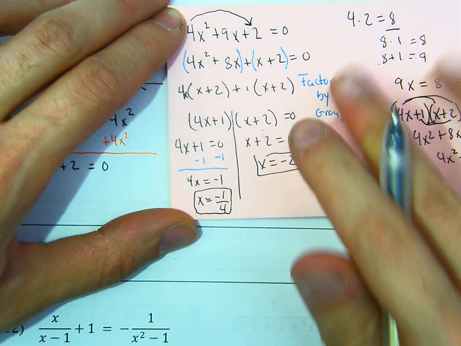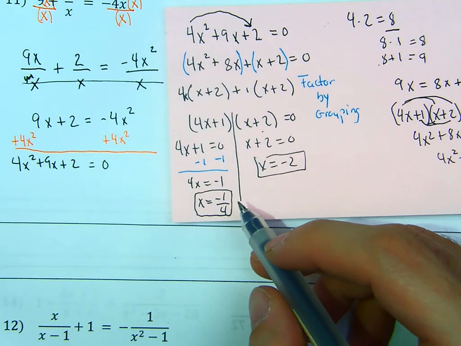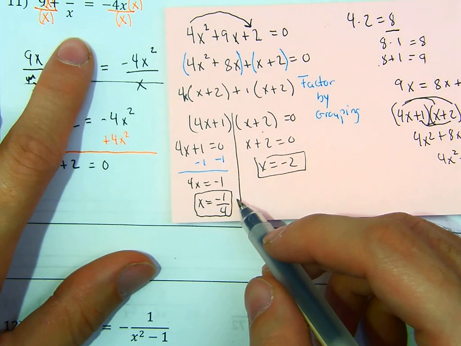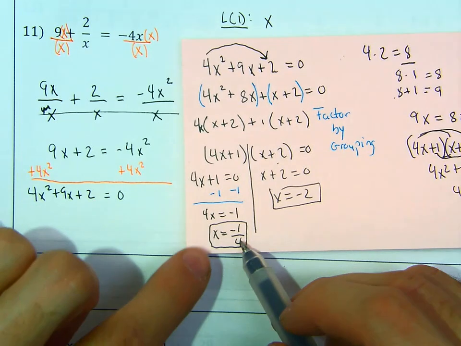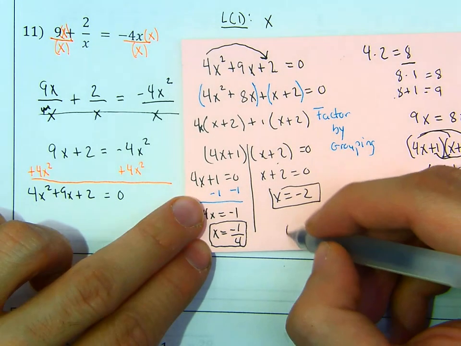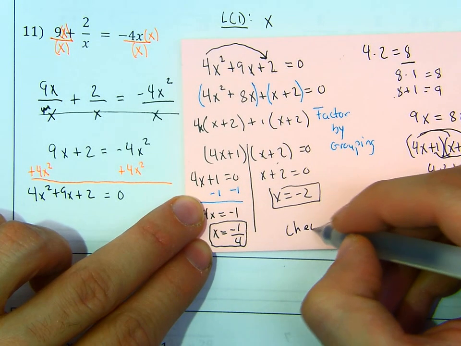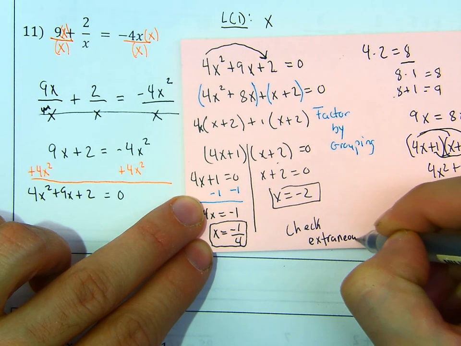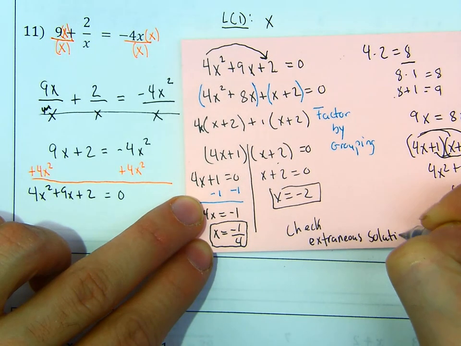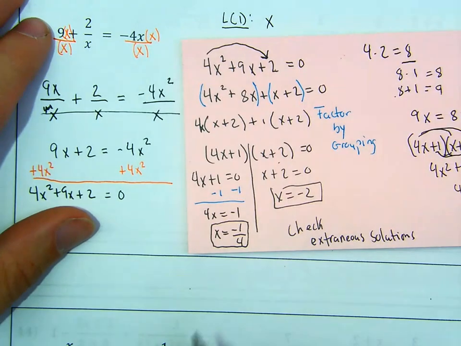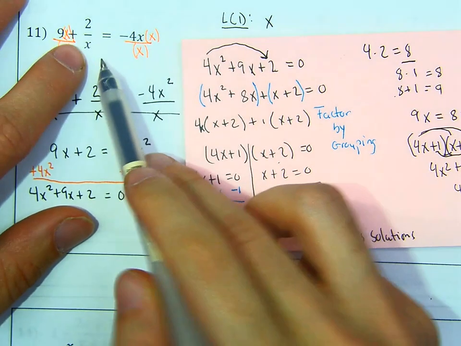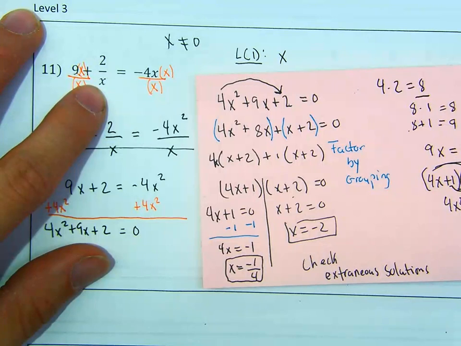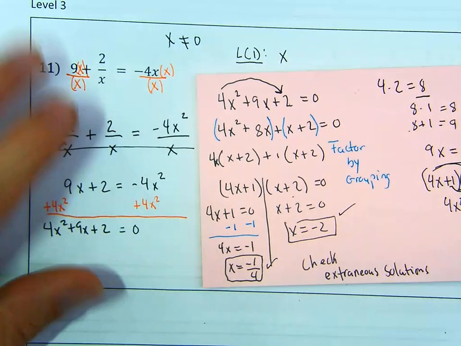Okay, and then these are our two solutions. And if you don't just say, okay, I'm done, you got to check. Are you allowed to use x equals negative 1 over 4? Are you allowed to use x equals negative 2? Remember, check extraneous solutions. Okay, so let's see. What can x not be in the original one? x cannot equal 0. So you see, these two solutions are okay.